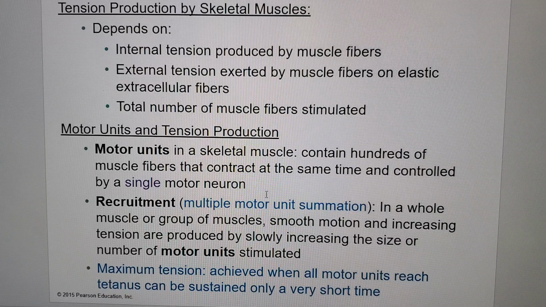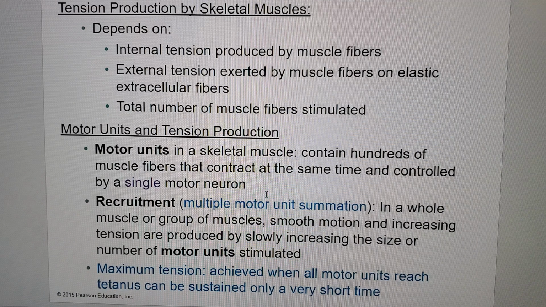Never have one fiber with more motor neurons. Recruitment, this is multiple motor units summation. Now, summation, we would get the sum when we added. This is adding. It's recruiting more, adding more.